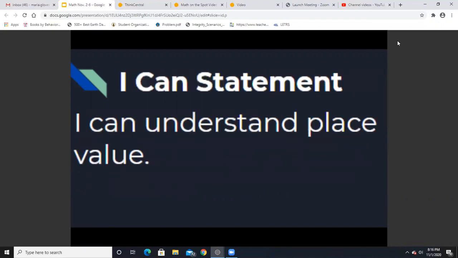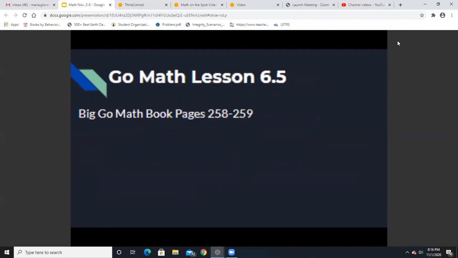Our I can statement is I can understand place value. And today we will be working from Go Math Lesson 6.5 using pages 258 and 259 in our big Go Math book. Let's go ahead and get started with today's lesson with our Math on the Spot video.